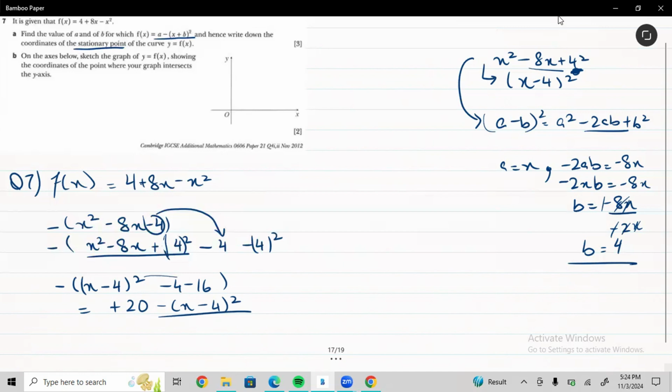We added it so that we could factorize this equation to make up the (a - b) whole squared form. If you are not clear about this, please do ask me in the comments.